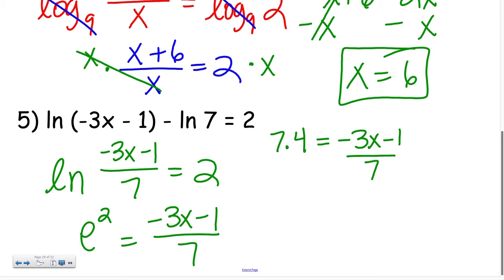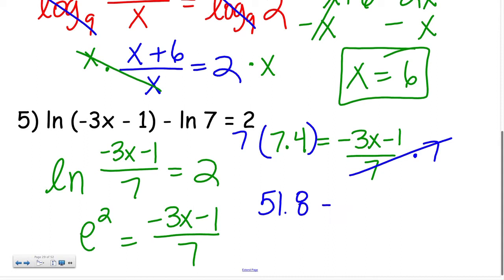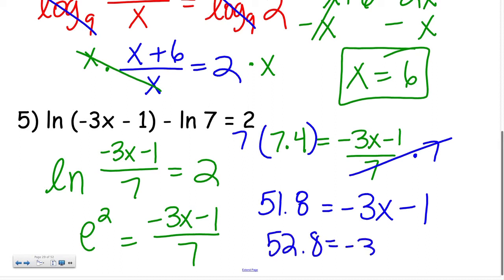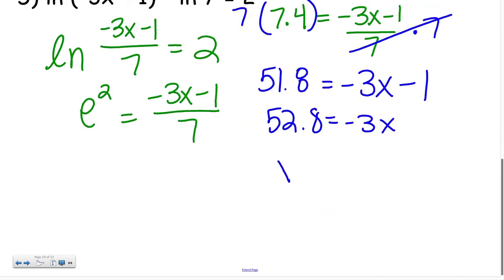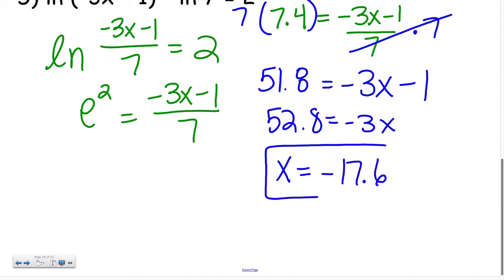All right, I'm going to get 7 out of the bottom by multiplying. That'll cancel out. Then that will give me 51.8 is negative 3x minus 1. So I'm going to add 1 to both sides. So 52.8 equals negative 3x. Then I'm going to divide by negative 3. And x is equal to negative 17.6. Now, depending on how you rounded, your answers might differ just a little bit. But as long as they're still in the ballpark, we're good to go.